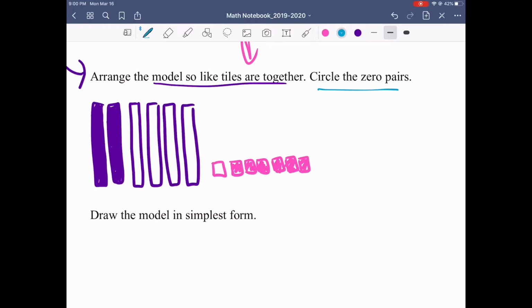So for the x tiles, do we have any 0 pairs? Well, yeah, I have 2 positives, which means we can cancel out 2 of the negatives. So these will cancel each other out. And then for the 1 tiles, when you want to cancel out the tiles, always look at which one you have less of. So I have less negatives and I only have 1 of them. So that means I can only cancel out 1 of the positive tiles. Those cancel each other out.